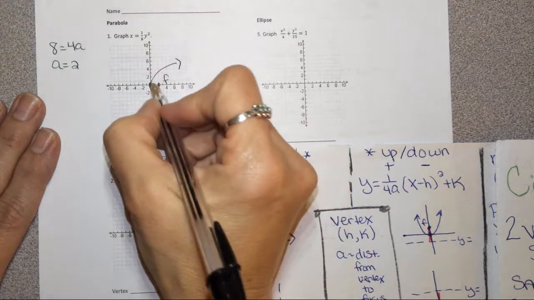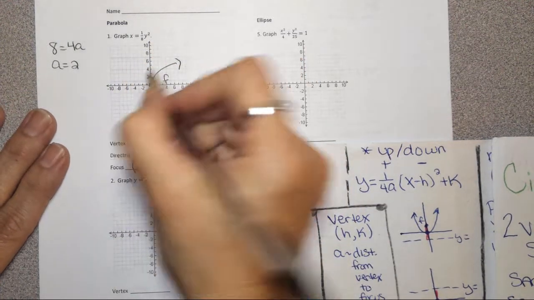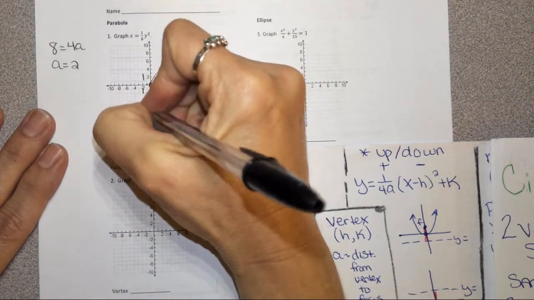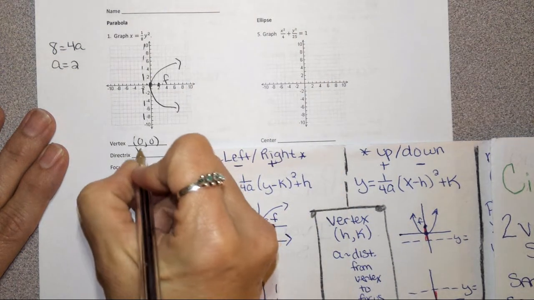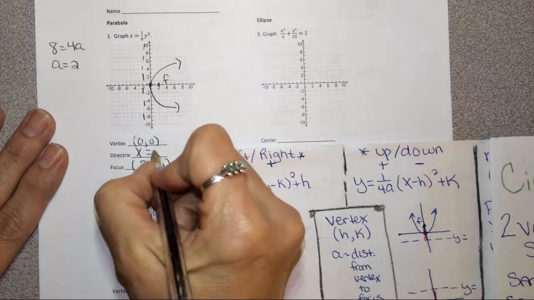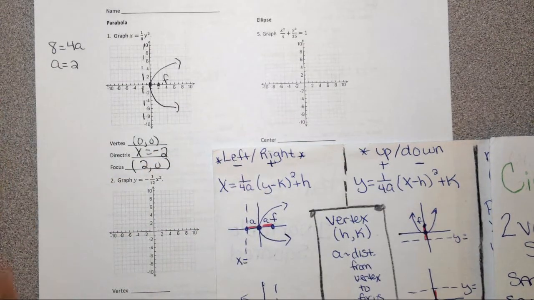And then I'm going to go 2 units the opposite way, so 2 left, 1, 2. And that is going to give me the line of what we call the directrix. Because it's a vertical line, the equation will be x equals, and I went left 2, it's negative 2.